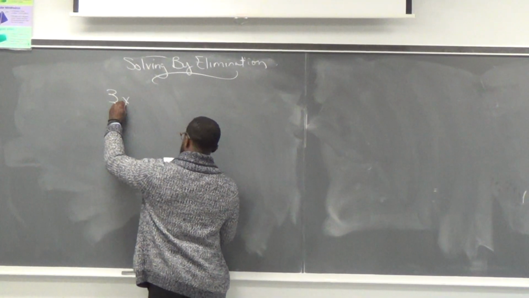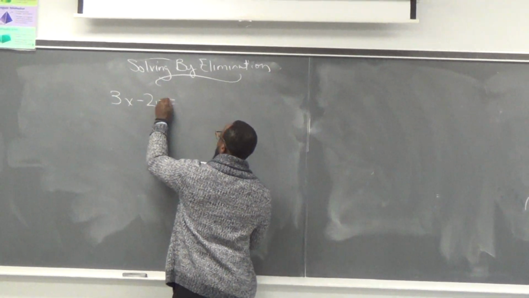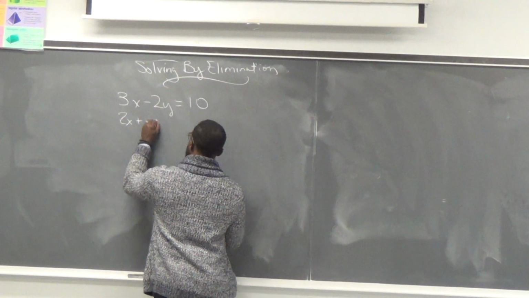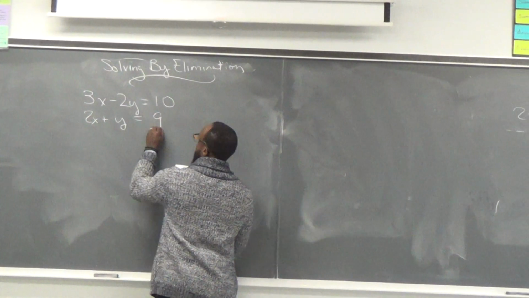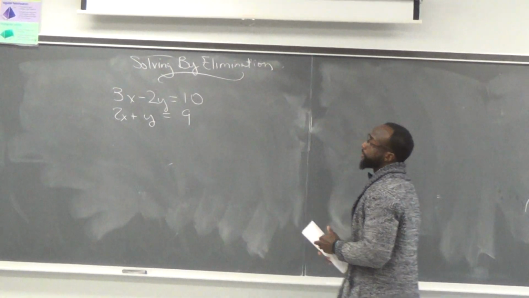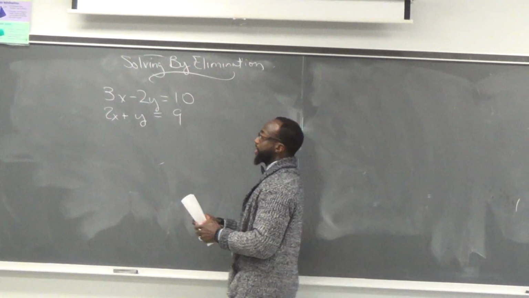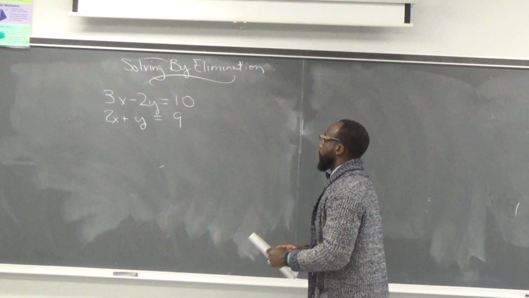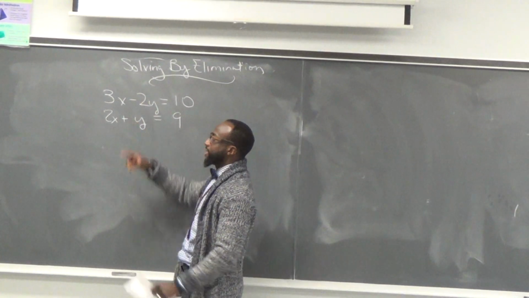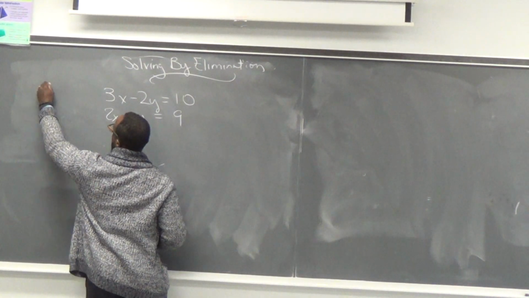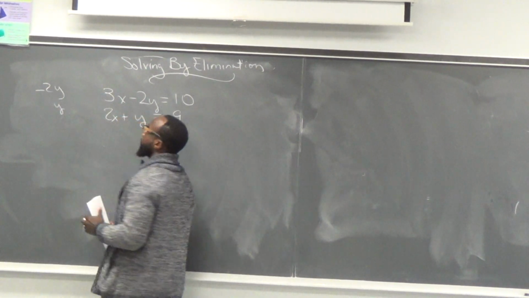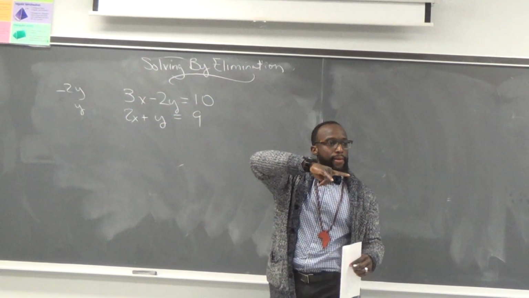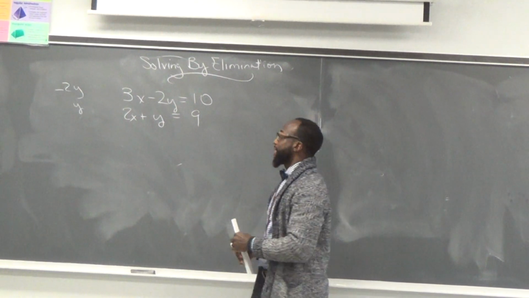It says 3x minus 2y equals 10, and we have 2x plus y equals 9. Looking at this problem, which variables do you want to cancel? The x's or the y's? The y's, okay? In order to cancel out the y's, we got 2y here and we got y. How do we make those both cancel out? Multiply by 2.